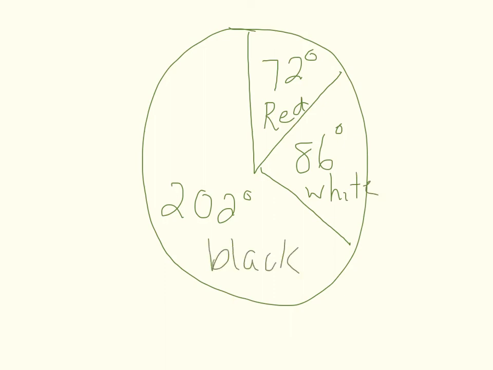Now don't forget, a really important part is the title. So the title for this would be the pod's favorite t-shirts. And that's how to make a circle graph.